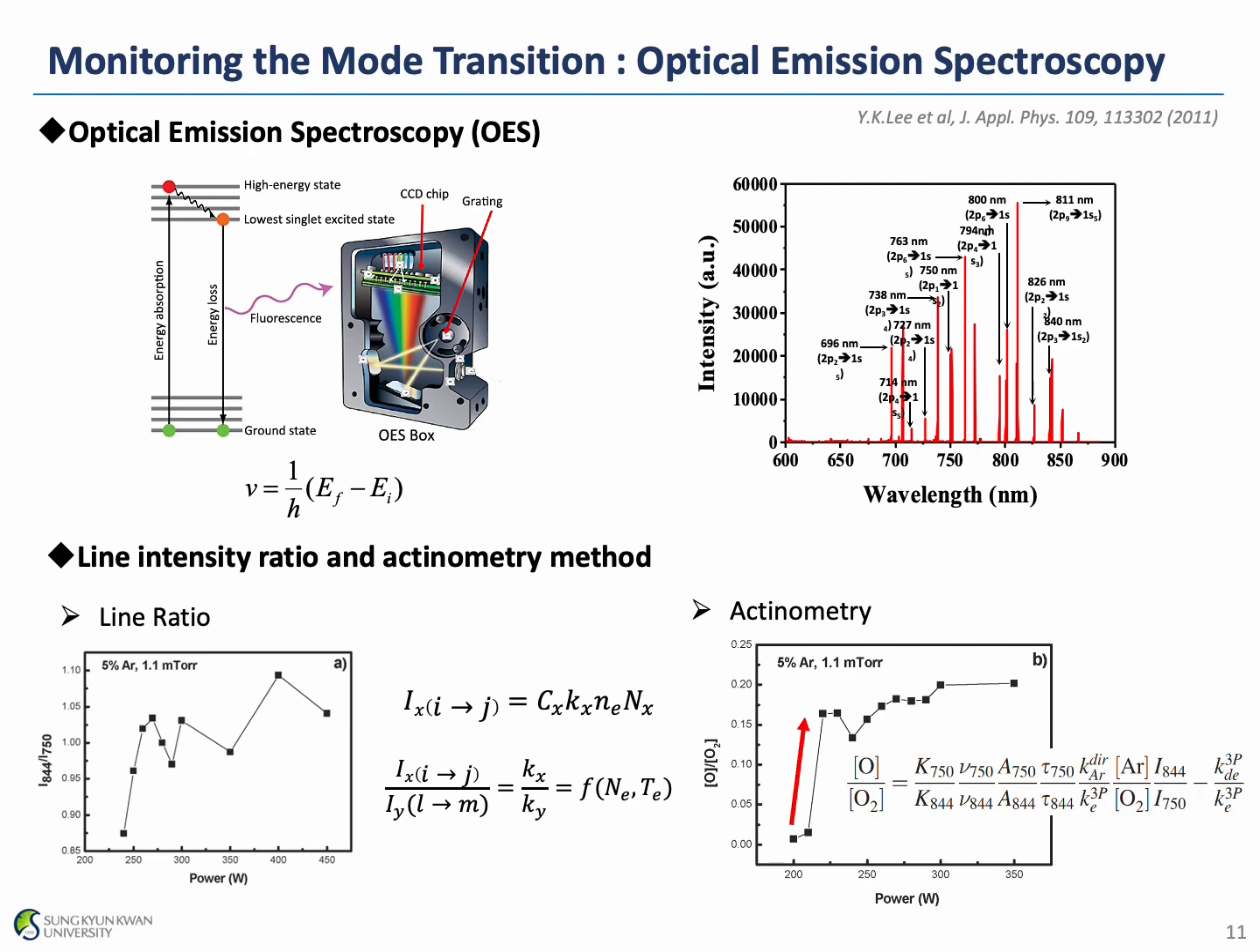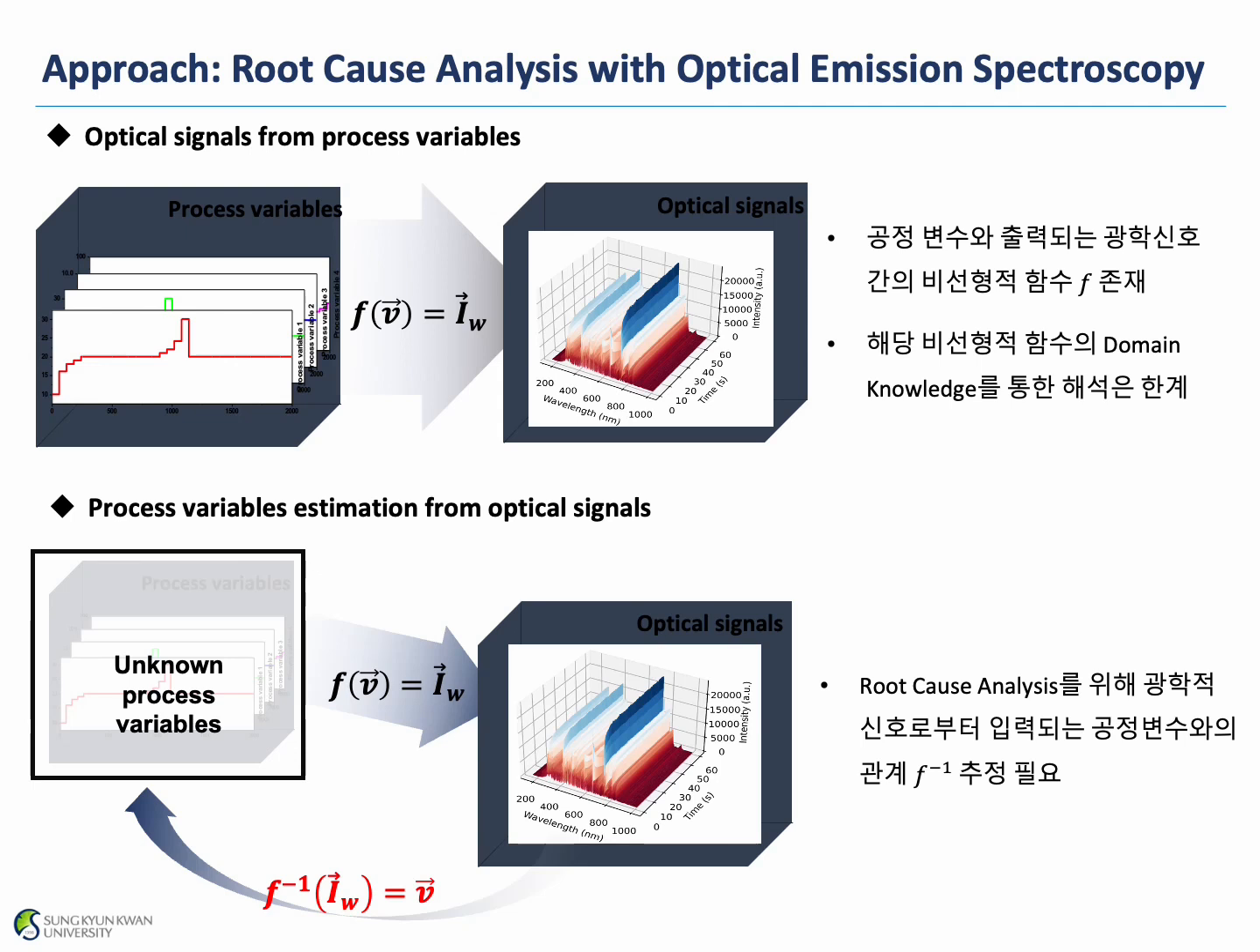Line ratio is a method using information about collisional steps and chemical reaction steps of molecules and atoms, but this interpretation still has limitations. More research is needed. To diagnose the process variables that cause process abnormalities in real time through OES signals, it is necessary to understand the nonlinear relationship with the optical signals as mentioned earlier.